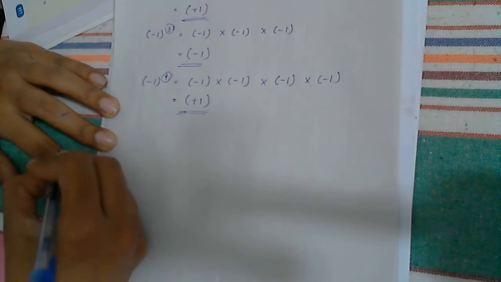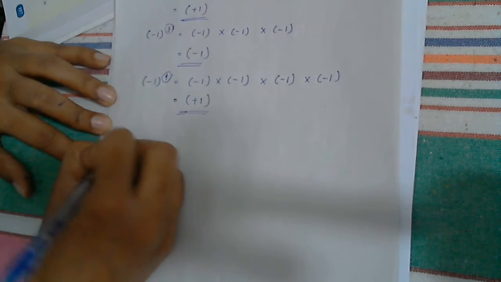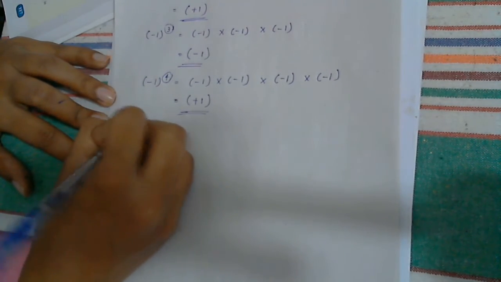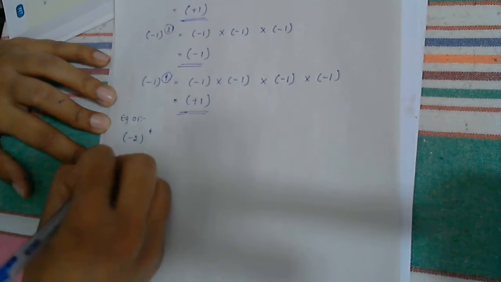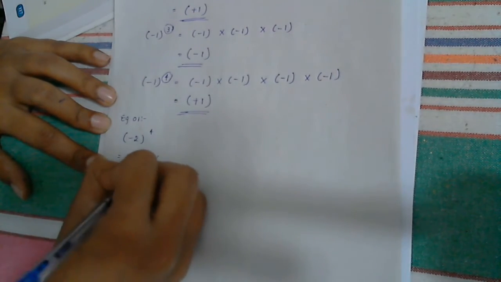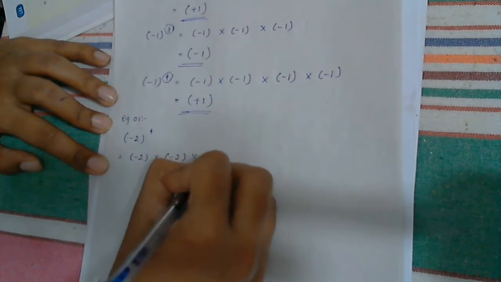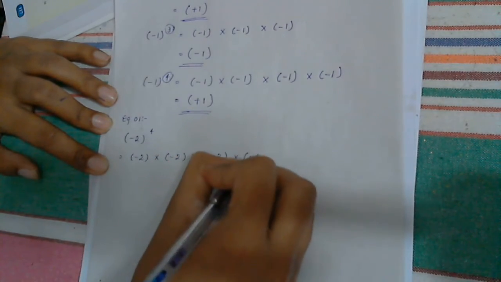What is the first example? Find the value of negative 2 to the power 4. Example 1, it is in your book. How to find? Negative 2 into negative 2 into negative 2 into negative 2. You have to expand and write it like this. Then find the value.